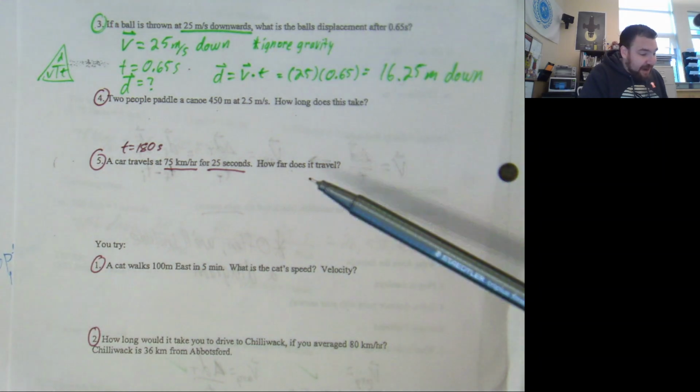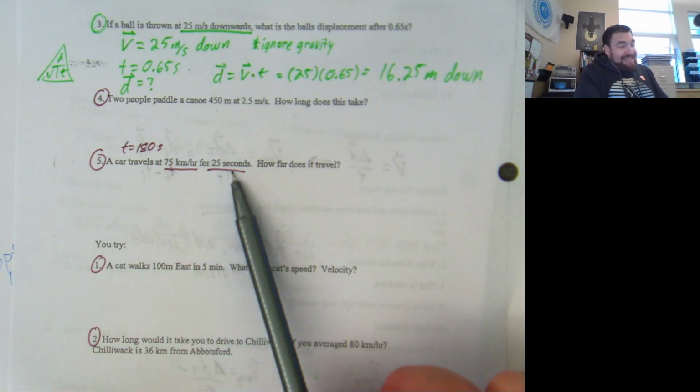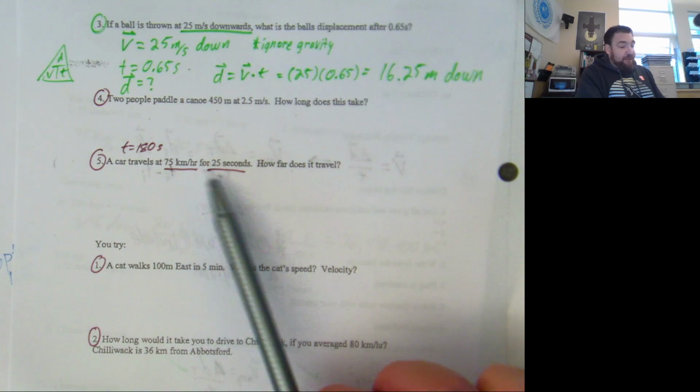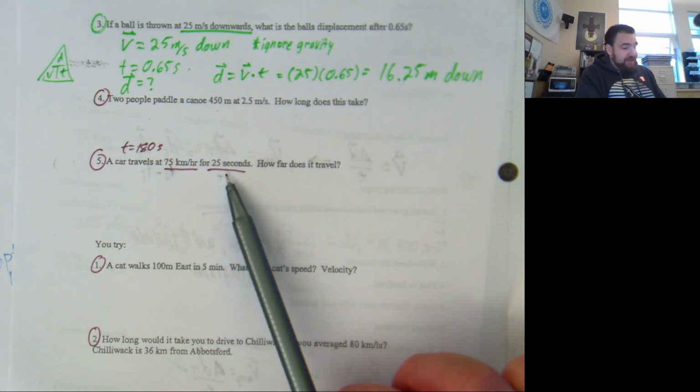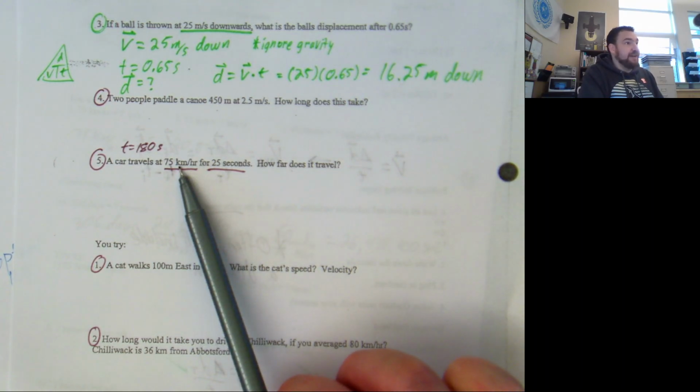The only difference here with 5 is that this one's in kilometers per hour, and this is in seconds. So you have to make a conversion, and it doesn't matter what conversion. You can either take this and put it into meters per second.